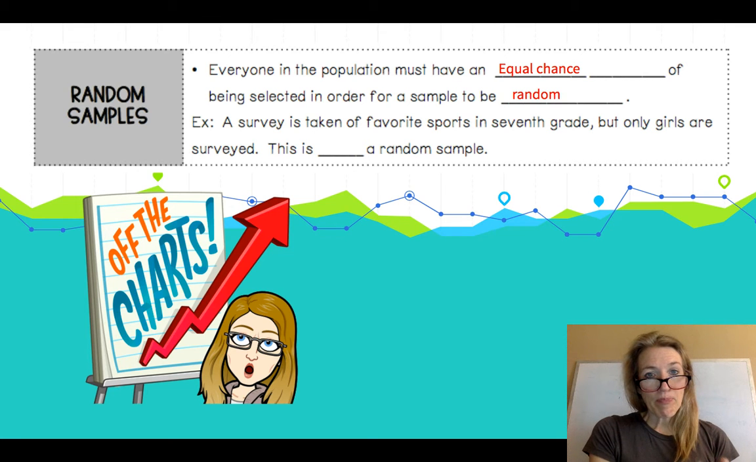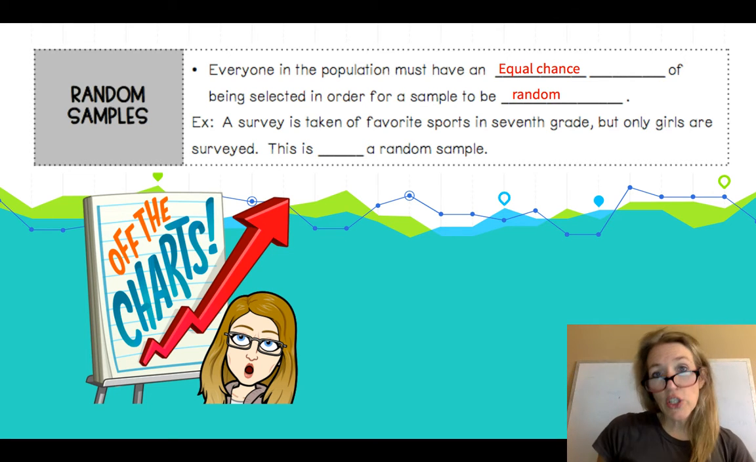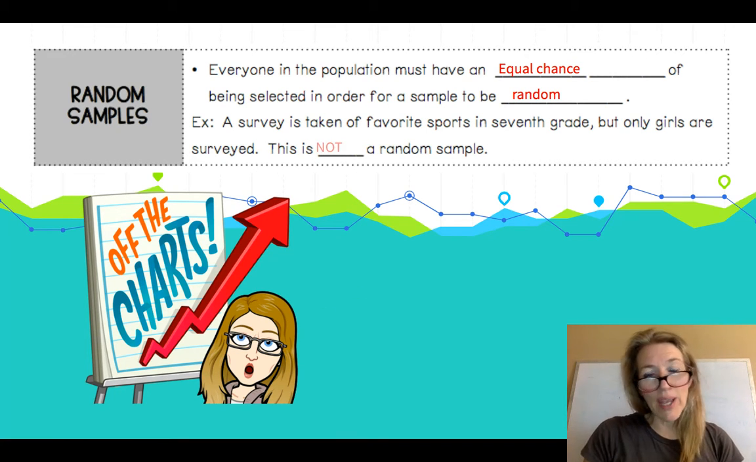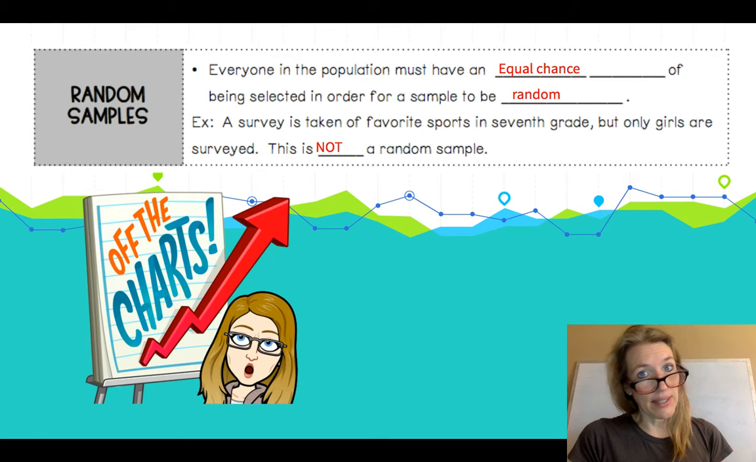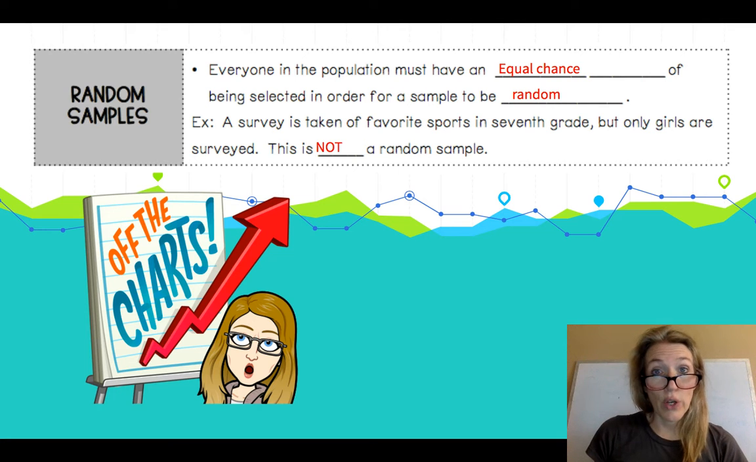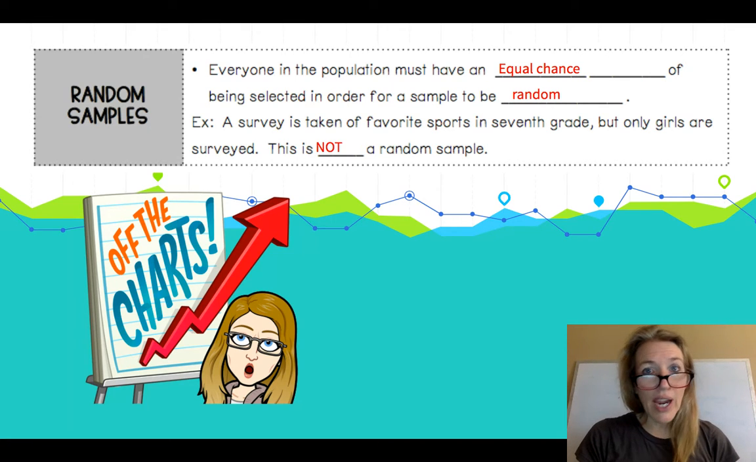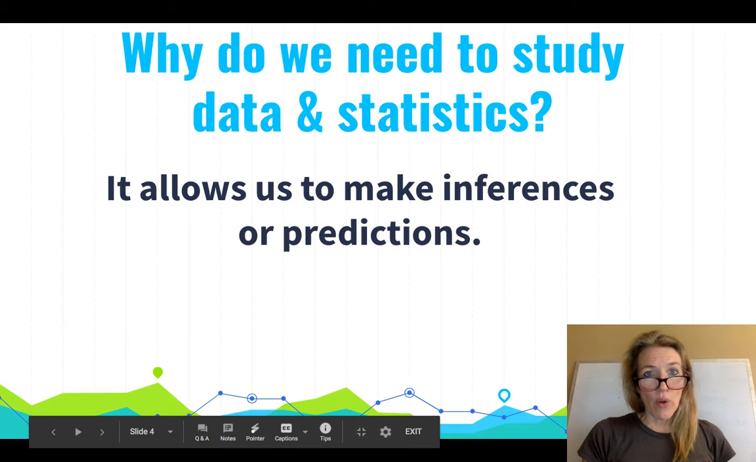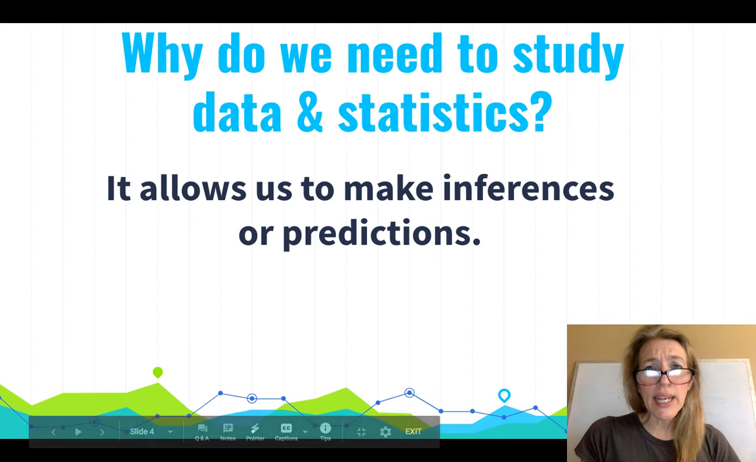Here's an example. If we took a survey in our junior high about what is your favorite sport, but we only asked girls what their favorite sport was, well, that would not be a random sample. That's a pretty biased sample, so that's not good. That means that that's not going to be the opinion of the entire group. So we, again, have to just be very careful when we're collecting data to make sure that it's unbiased information.